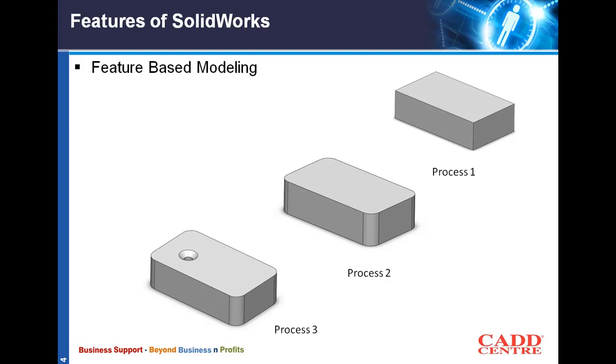This is called feature-based modeling. A feature is nothing but a building block in a geometry, and as you know, geometry is made of easily understandable shapes. This is known as feature-based modeling.